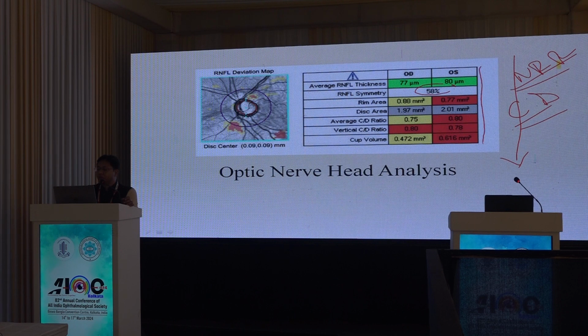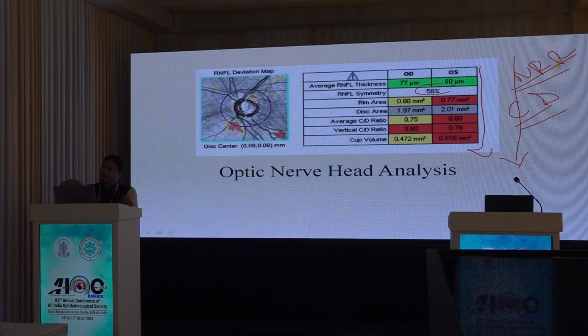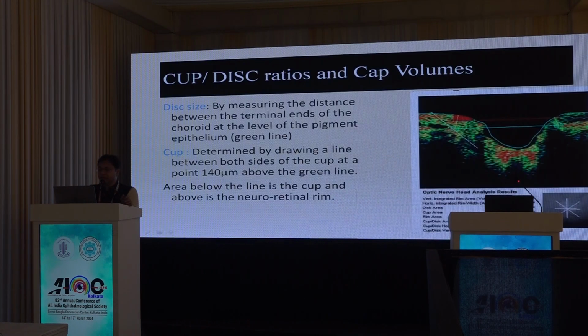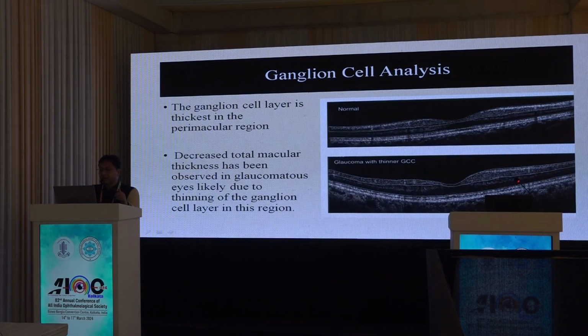So even all the disc parameters which we are going to write by seeing the 90D or the 20D, we can have a double check, or you can do it easily with the help of these RNFL analysis. I am skipping this slide.